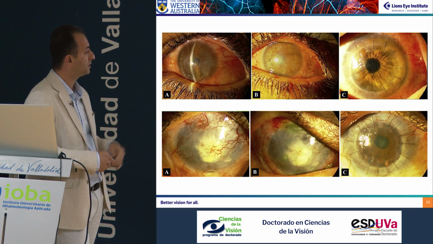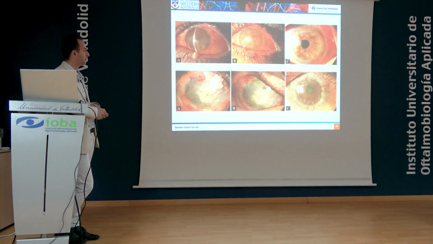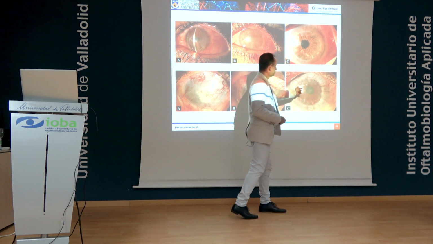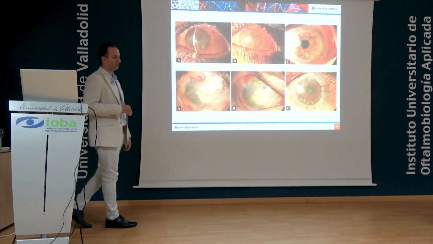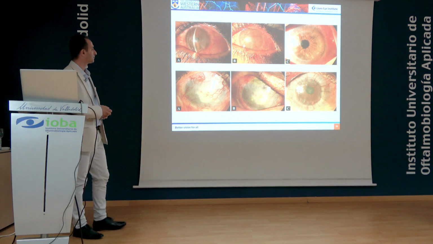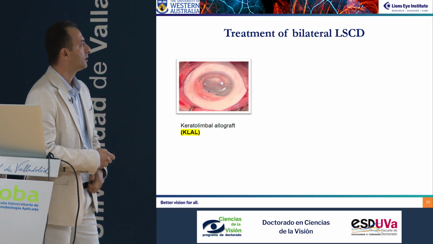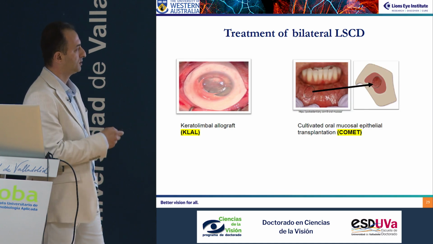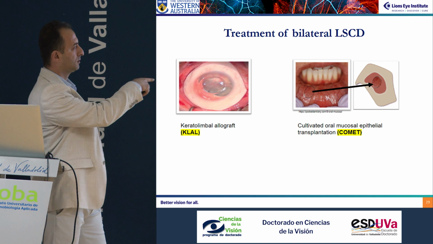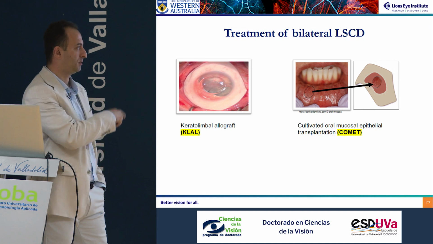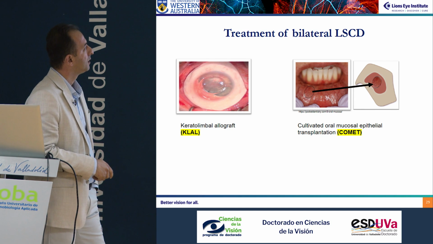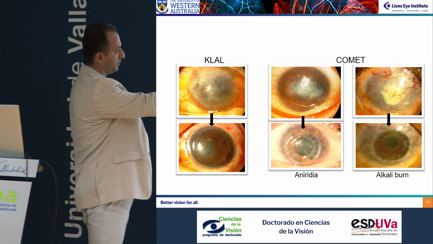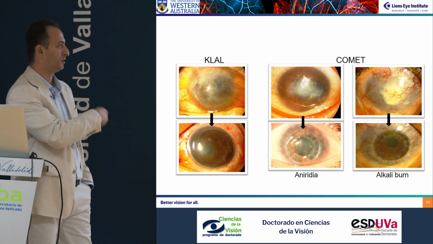And so these are other examples. So this is one example of partial failure. As you can see, the peripheral vessels are growing into the cornea, which shows that the stem cell graft is failing. And so in summary, for bilateral limbal stem cell deficiency, we have keratolimbal allograft and we have COMET. This is a schematic view of how we take the sample from oral mucosa and send it to the lab to grow on the membrane. And these are other examples. As you can see with COMET, the corneal epithelium is never as clear as the original corneal epithelium.